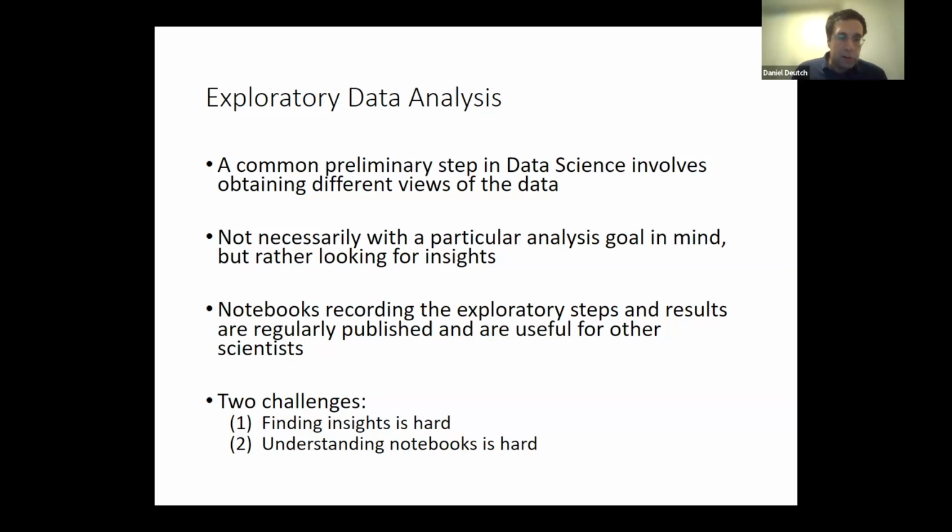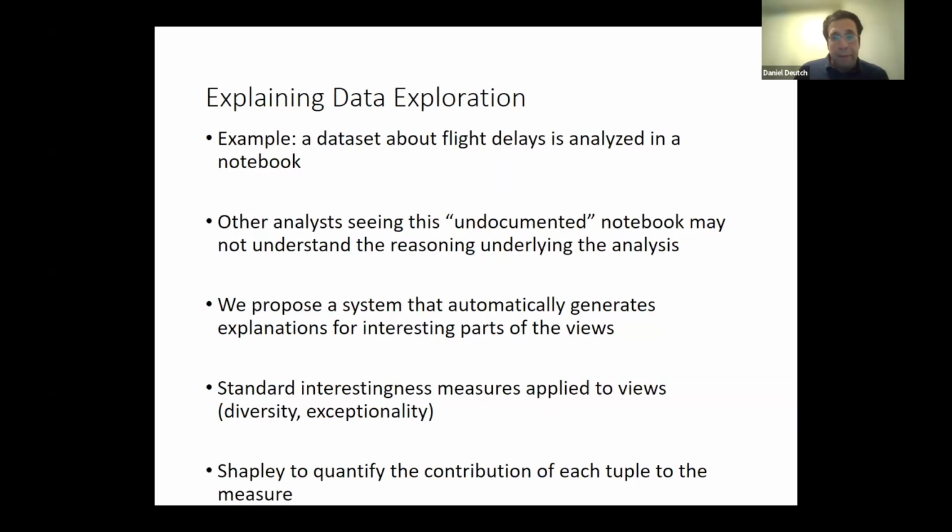And there are two challenges for the first part. Finding the insights is hard, of course. But then also understanding the notebooks that others published is also hard. So we've developed a system that explains data exploration. You can think about a particular example where you have a data set about flight delays that's analyzed in the notebooks, and then other analysts look at this notebook and try to understand what was going on. So our system automatically generates explanations for the interesting parts of the views.